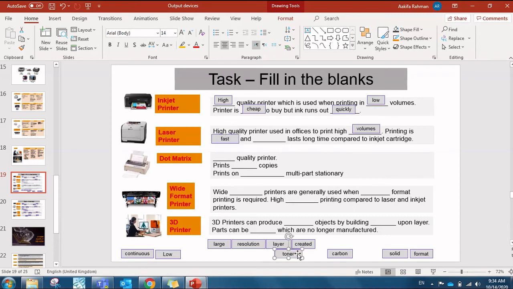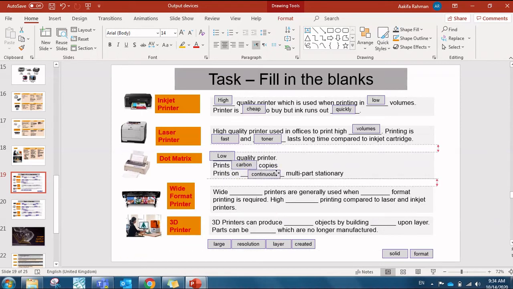So, we know this is talking about the toner. A dot matrix printer, the one used in shops, is a low quality printer for sure. It is the only one that can print carbon copies. So, the word carbon goes here. It prints on continuous multi-part stationery. That means it can print on continuous paper.